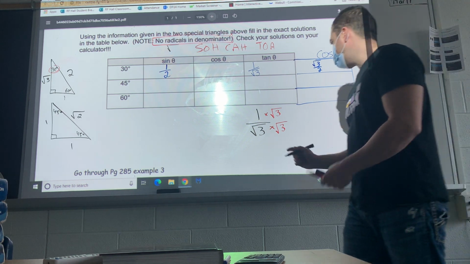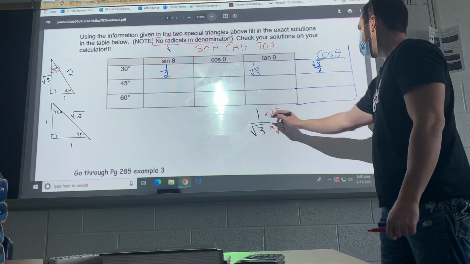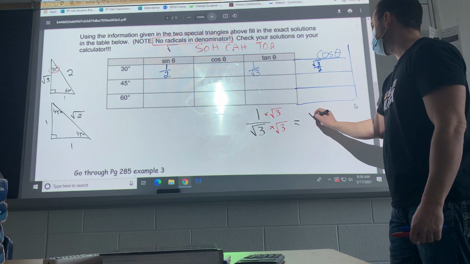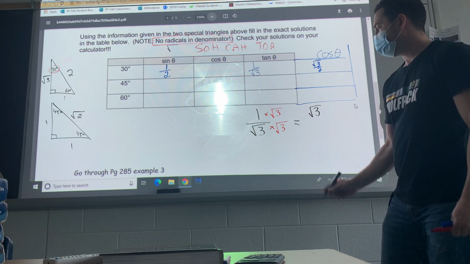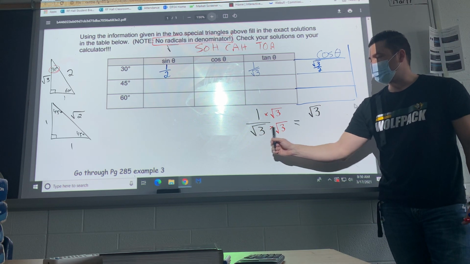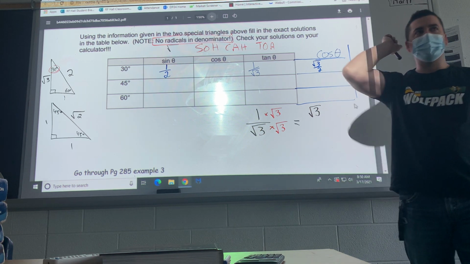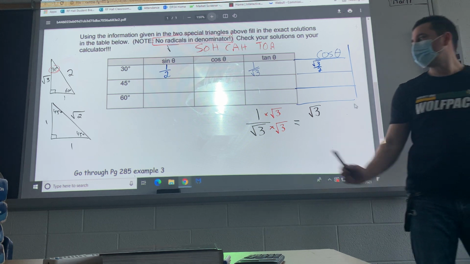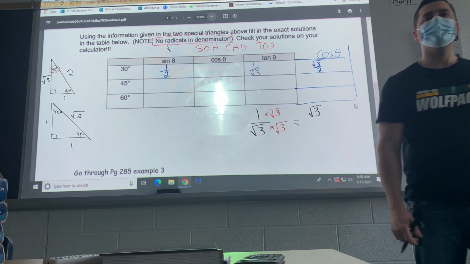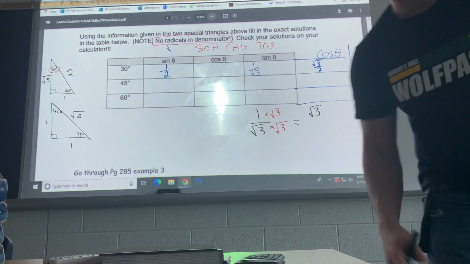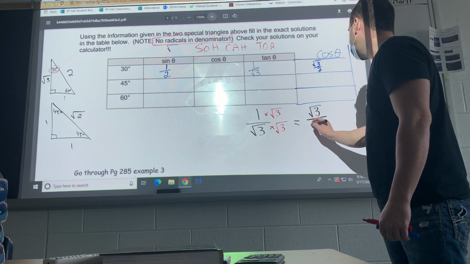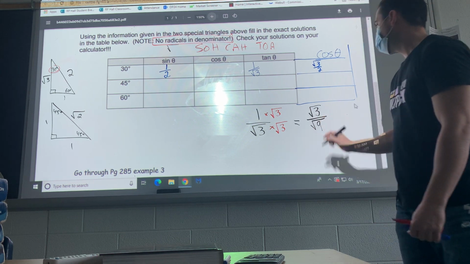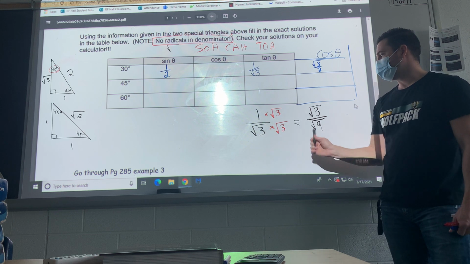Okay, so when we do that, we get 1 times root 3, which is just root 3. And the denominator of root 3 times root 3, what does that become? You guys just did this on the test. When we multiply these, what do you get? Root 9, good. We get root 9. Okay, so 3 times 3 is 9, keep the square root.